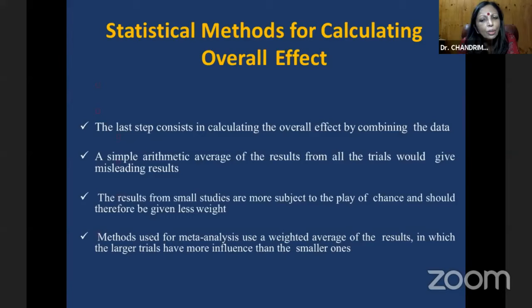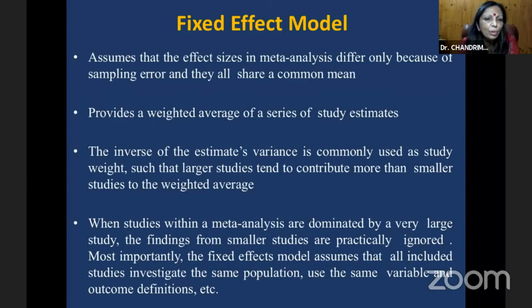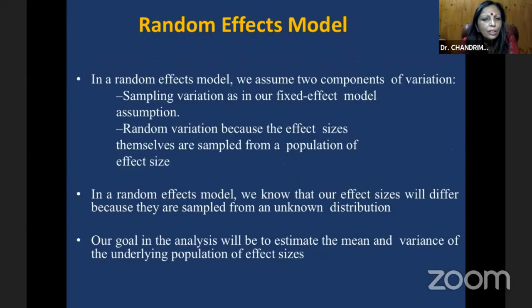The last step consists in calculating the overall effect of combining the data, and the method used for meta-analysis uses a weighted average of the results, in which the larger trials have more influence than the smaller ones. So two types of models are used: fixed effect model and random effect model. Fixed effect model assumes that the effect sizes in meta-analysis differ only because of sampling error, and they all share a common mean, providing a weighted average of the series of studies. And in the random effect model, we assume two components of variation: sampling variation, as in our fixed effect model assumption, and random variation because of the effect size.